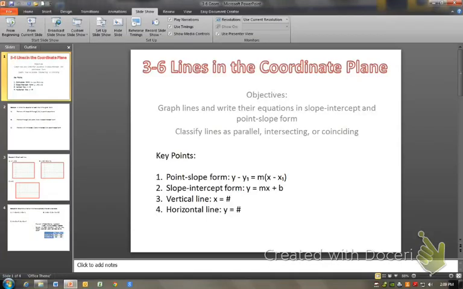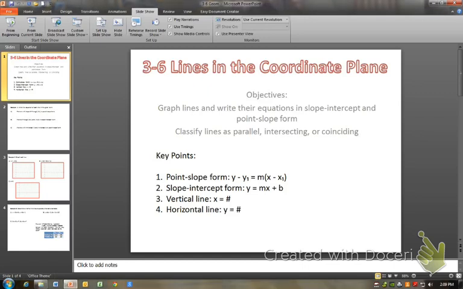Geometry better than algebra. Okay, so lesson: lines in the coordinate plane. Graph lines and write their equations in slope-intercept and point-slope form. Classify the lines as parallel, intersecting, or coinciding. If you forgot what coinciding means, it just means it's the same line.